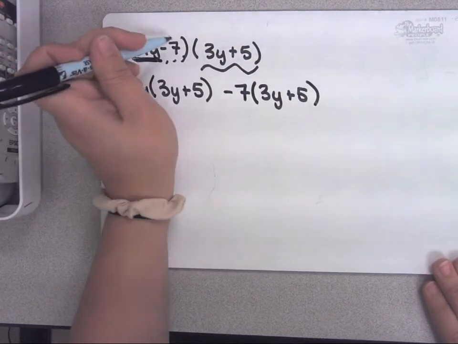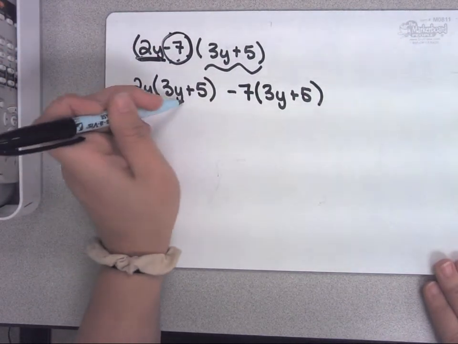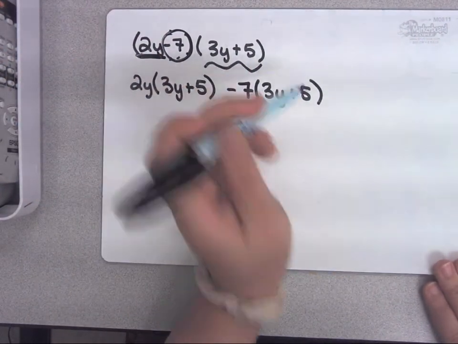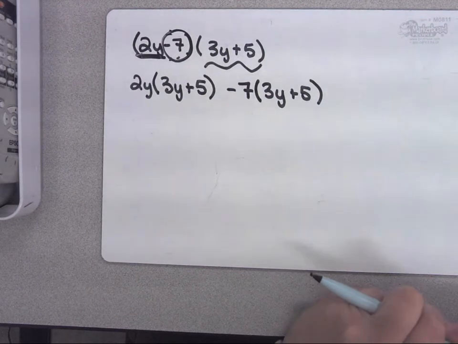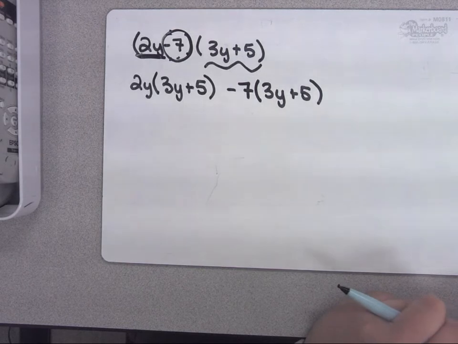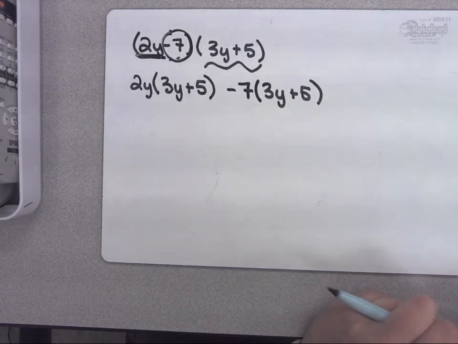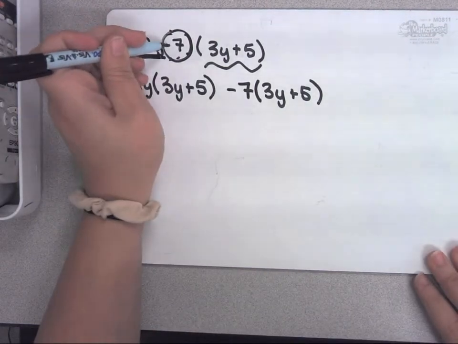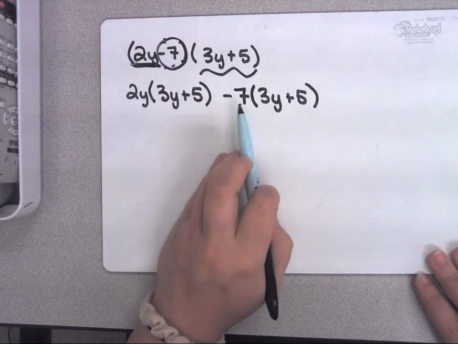You can take the first term, multiply it by the second group, the second term, multiply it by the second group. They mean the same exact thing. Yes. Just make sure you take this symbol with that number.